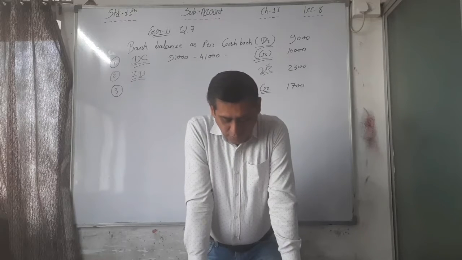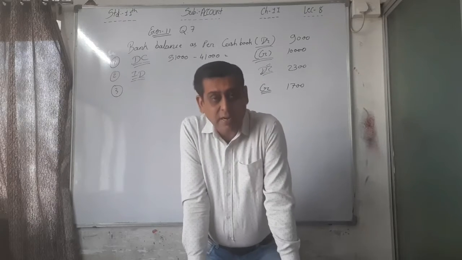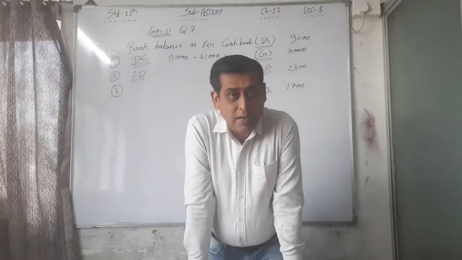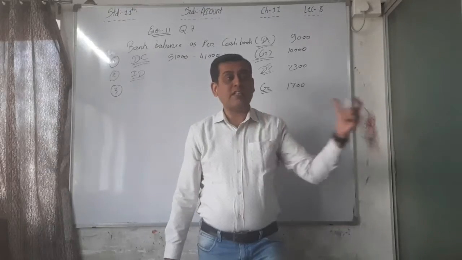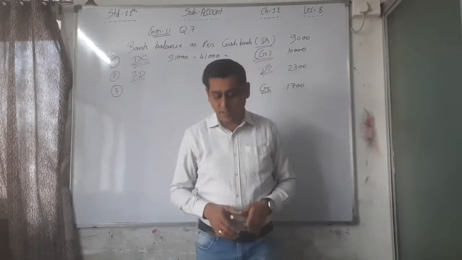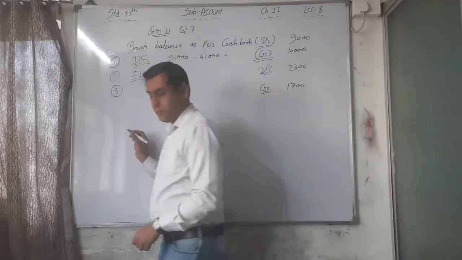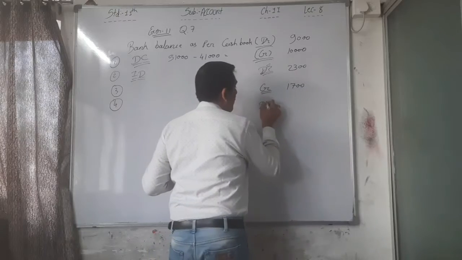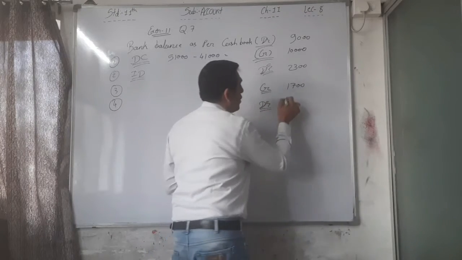Fourth point: a customer has deposited directly 3,200. Whenever I tell you customer deposited directly, that means here the bank is credited. That's why customer deposited directly means debit always. So the fourth point, customer deposited directly, that is debited 3,200.